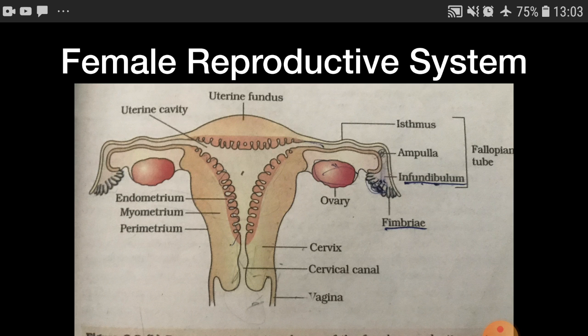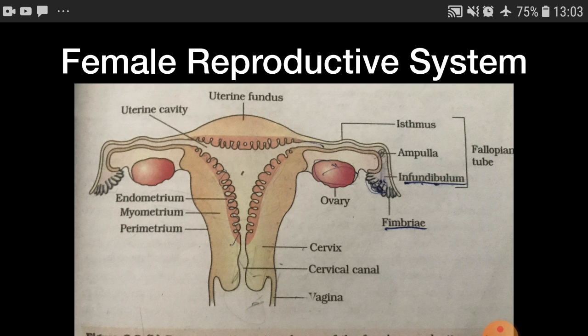Each ovary is about 2 to 4 centimeters in length and is connected to the pelvic wall and uterus by ligaments. Each ovary is covered by a thin epithelium which encloses the ovarian stroma. The stroma is divided into two zones, a peripheral cortex and an inner medulla.